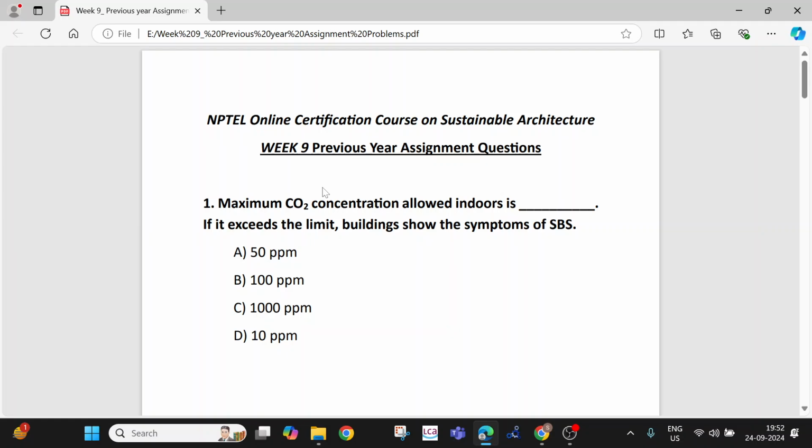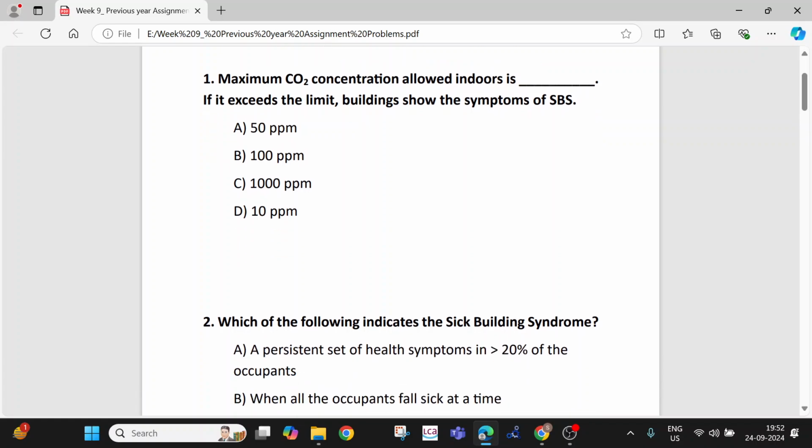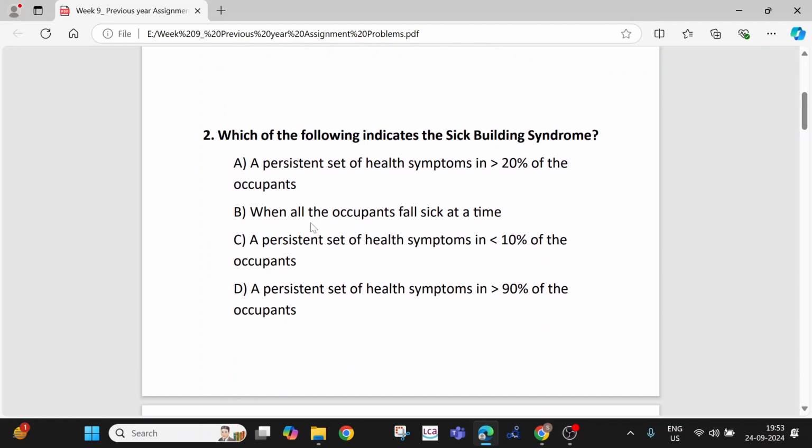Here is the first question. What should be the right answer based on all the discussion that we have done? Option C. Fine. 1000 ppm is the permissible limit or maximum CO2 concentration allowed in buildings. Correct. Let's see how many of you can answer the second question correctly. Option A. Option C. Option A. Fine. So this was directly asked in your previous year question, so you should know this.